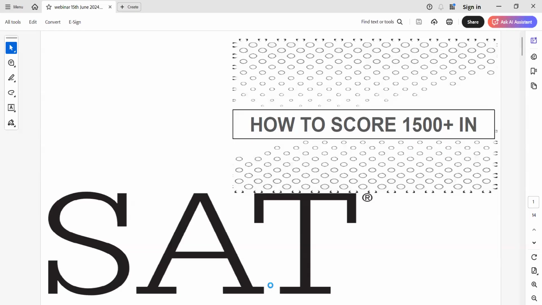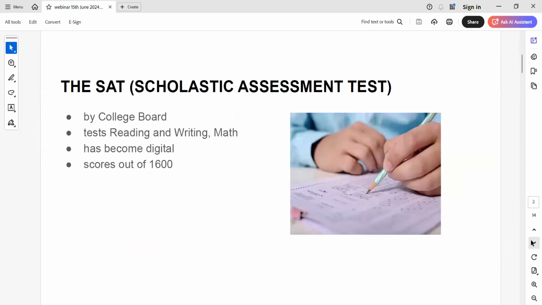Today's topic was, as I said, how to score a 1500 above in your SAT. So now we will answer this question step by step. First, we need to understand what this test is. SAT stands for Scholastic Assessment Test, which is conducted by the College Board. It basically has two test tracks, reading and writing and math.